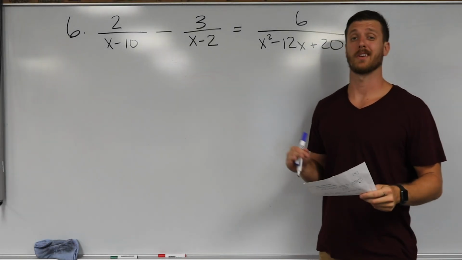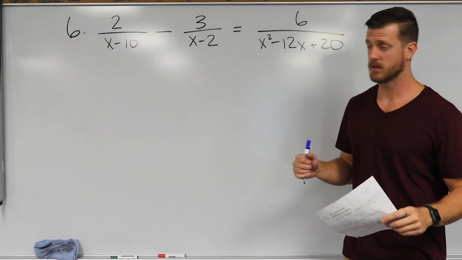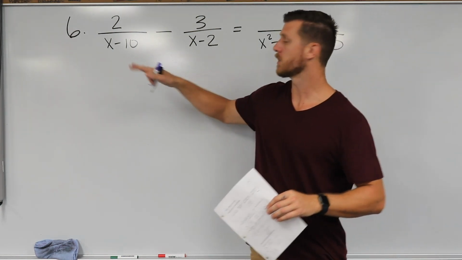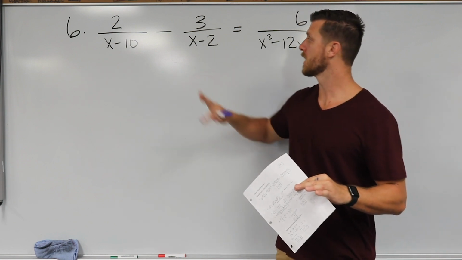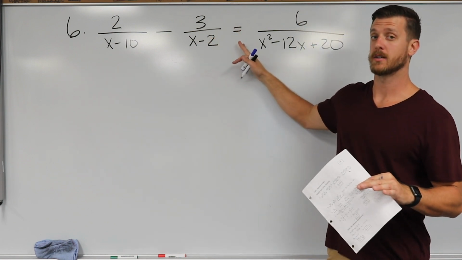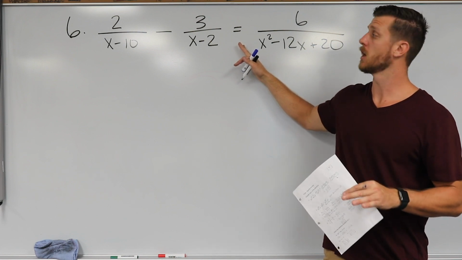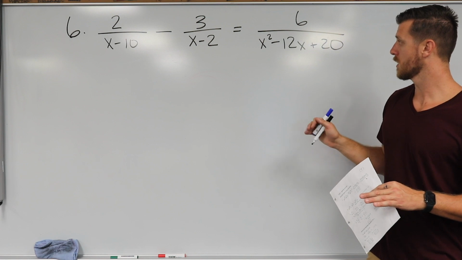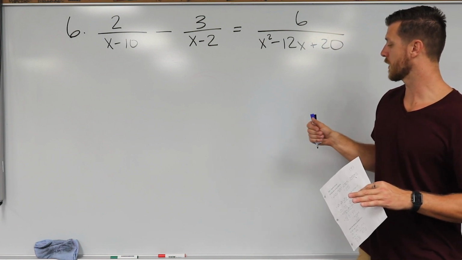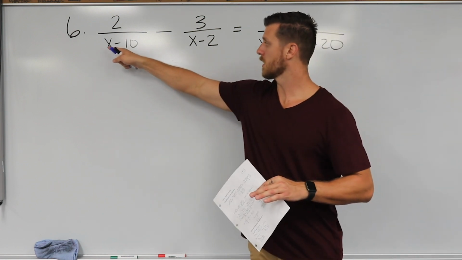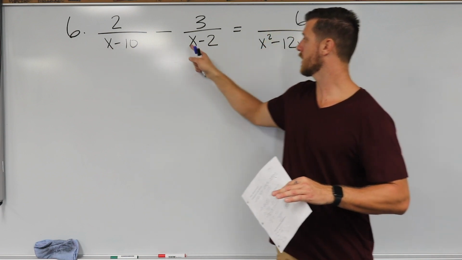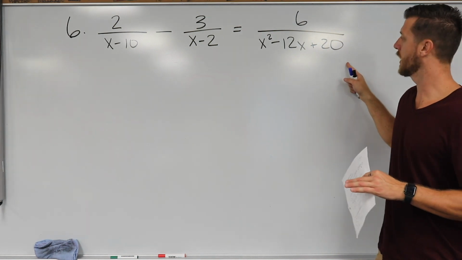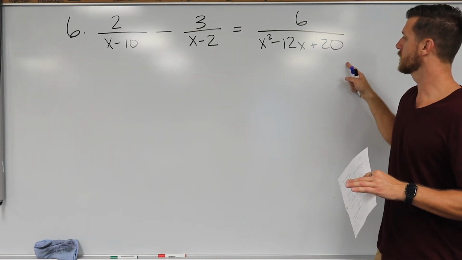Alright guys, number 6. This is even harder. It looks more difficult, but I promise it's not that bad. Work step by step. You have an equal sign, and the instructions say you're solving for x. What does x need to be for this statement to be true? Well, the first thing I notice: x minus 10, x minus 2, and this trinomial, x squared minus 12x plus 20.